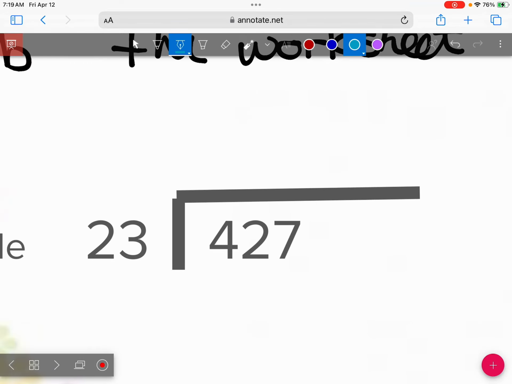All right, when we're doing our long division, we're seeing how many times this first piece goes into each of these digits over here. Well, we know 23 doesn't go into 4 because it absolutely does not fit, but 23 can go into 42. How many times can 23 go into 42? Once. So we put a 1 up there.